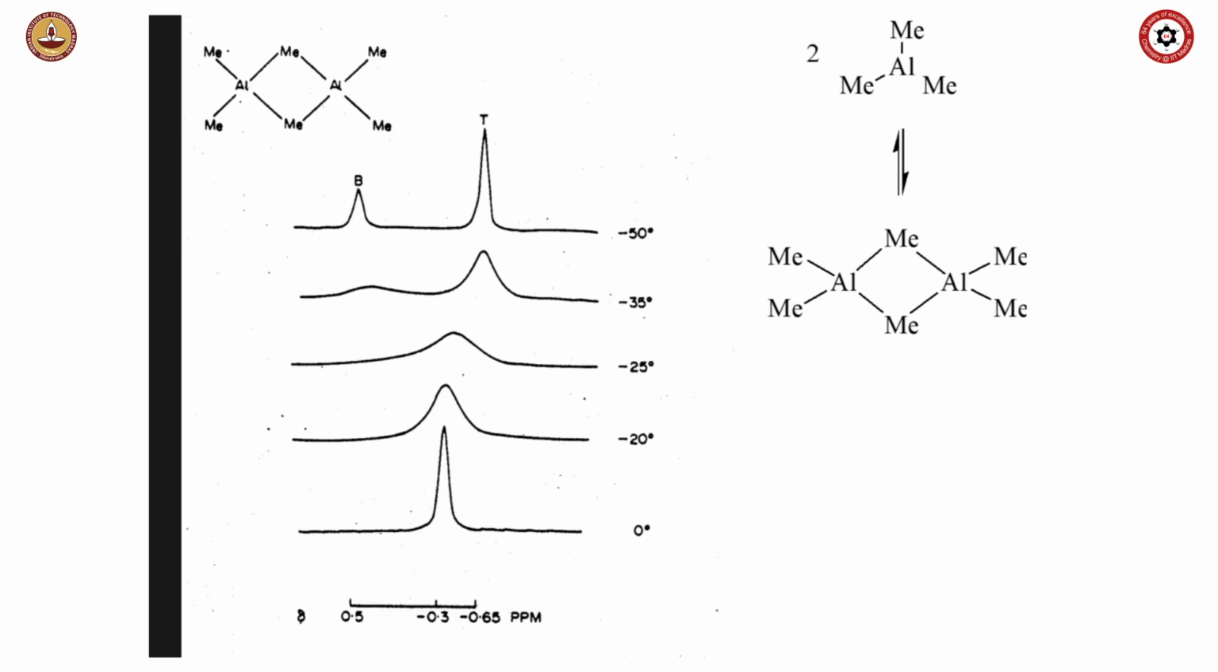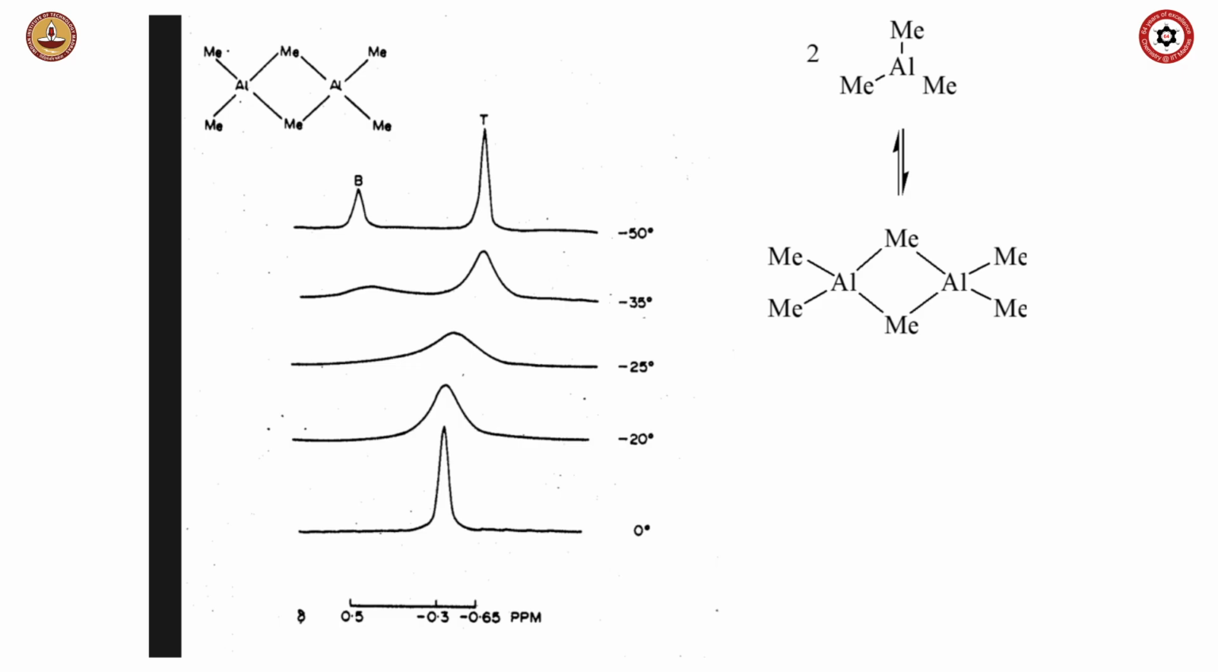How many terminal hydrogens are there? 12 are there, right? How many methyls are bridged ones? 6. So in a 2:1 ratio, you should get peaks. 2:1 ratio, you have the peaks here. 12 hydrogens terminal and 6 hydrogens bridged.